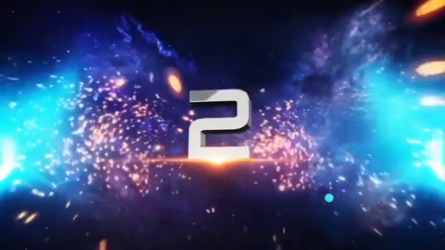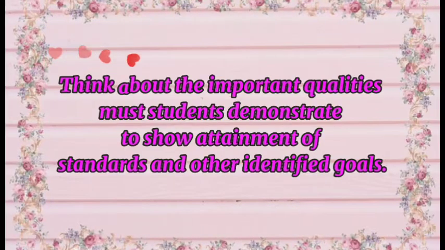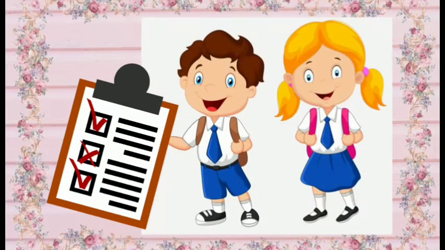Number 2. Consider key traits implied by the goals. Think about the important qualities students must demonstrate to show attainment of standards and other identified goals, because these will serve as the criteria by which student performance will be judged.